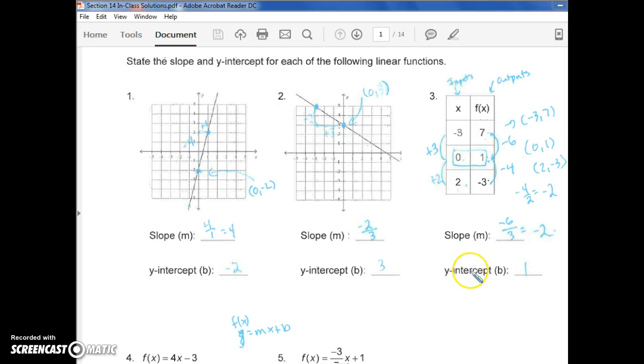Now the y-intercept is the value of y when the x-coordinate, or the input, equals 0. So if I'm looking at the inputs, there we go, we have a 0, the output is 1. So that is my y-intercept.